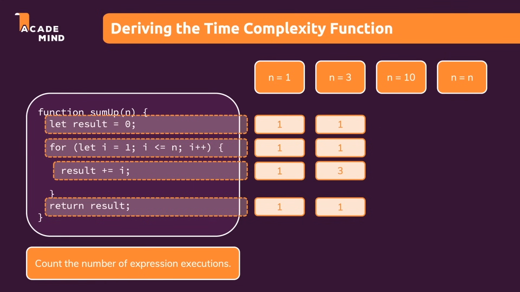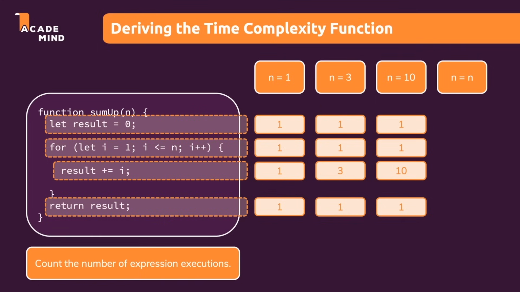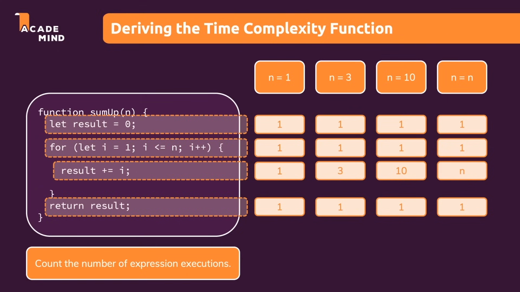Now, for n equal to 10, it's similar. The first two expressions and the return statement are each only executed once, but now the body inside of the loop is executed 10 times. And therefore you can of course see a pattern here. For this algorithm, we can say that the only dynamic part is the body in our loop. And the times this body is executed is exactly the same number as we feed into this function here. So therefore, for n equal n, the three expressions here are only executed once, but the code in the loop is executed n times. And with that, we can now derive a function.